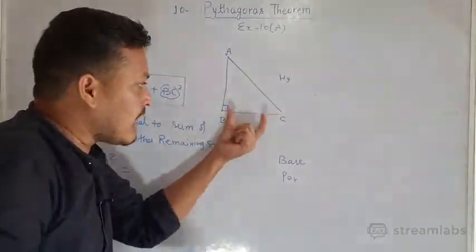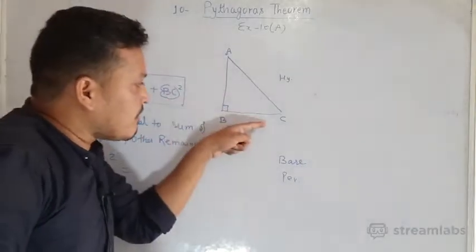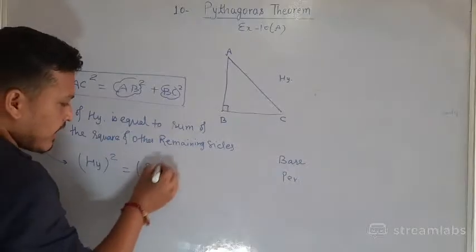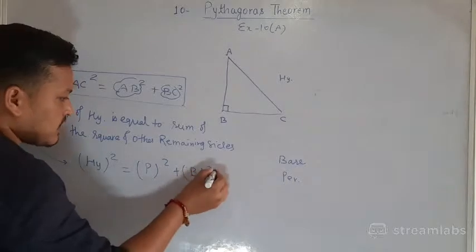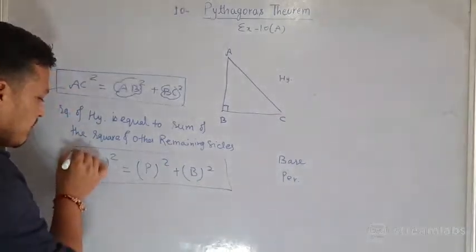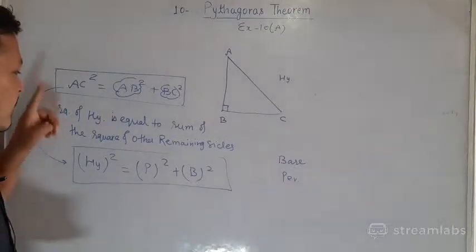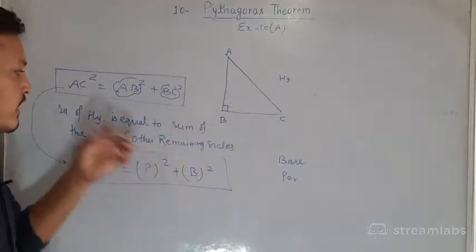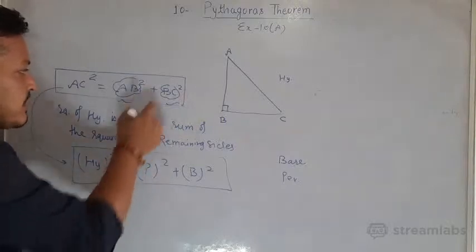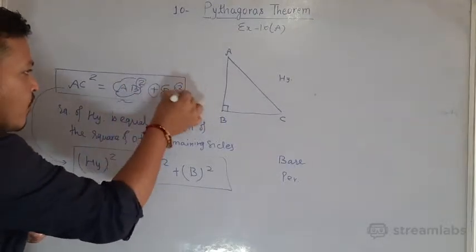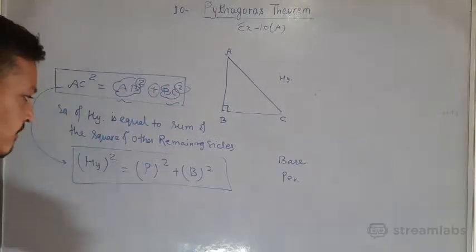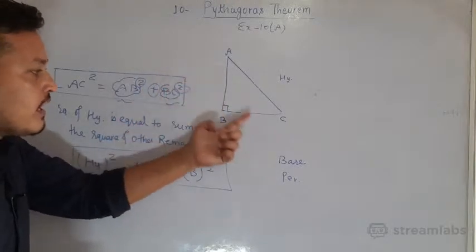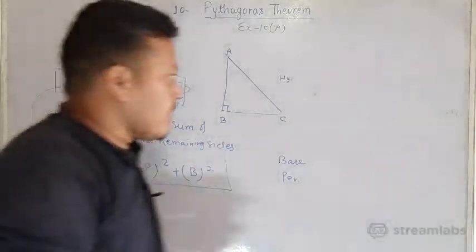The line that makes the angle with the ground is the base. If you are taking this side as a base, then it will be a perpendicular. Okay, so the sum of the square of the perpendicular and the base square. So this is mainly the Pythagoras theorem. What is the Pythagoras theorem? The square of the hypotenuse is equal to the sum of the squares of the other remaining sides. Directly we can read it: hypotenuse square is always equal to the sum of the squares of the perpendicular and the base. Okay, so this is the Pythagoras theorem.